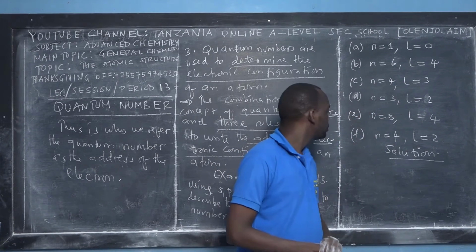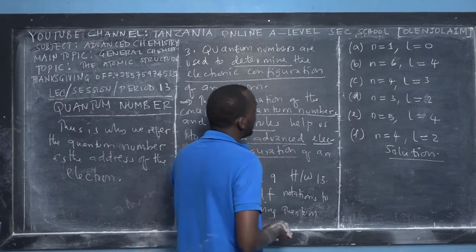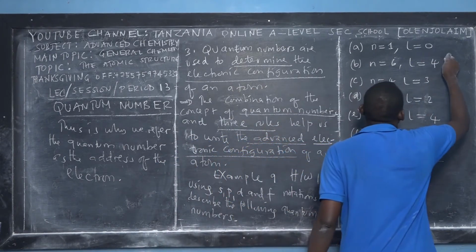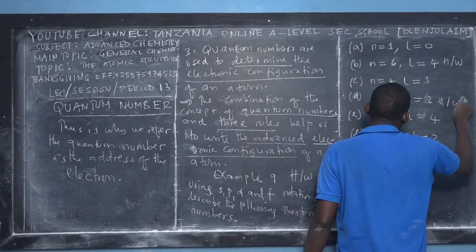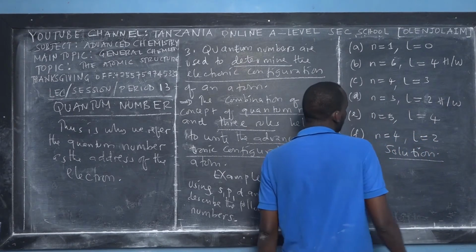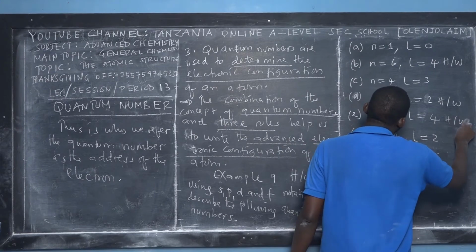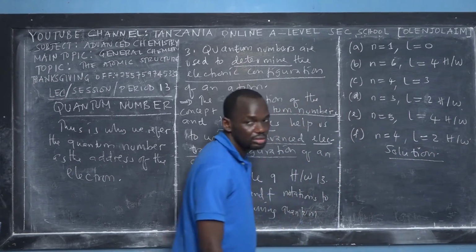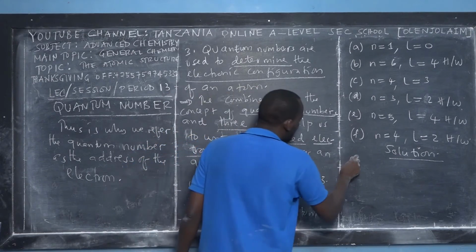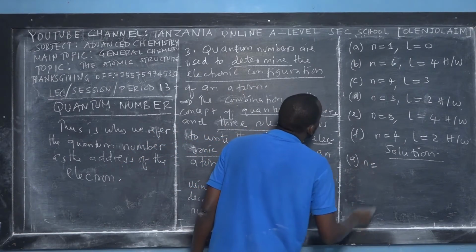Right. So let me do this one; this will be your homework. This will be your homework. And this will be your homework. And this will be your homework. So we'll do 2. One, n is equal to 1.